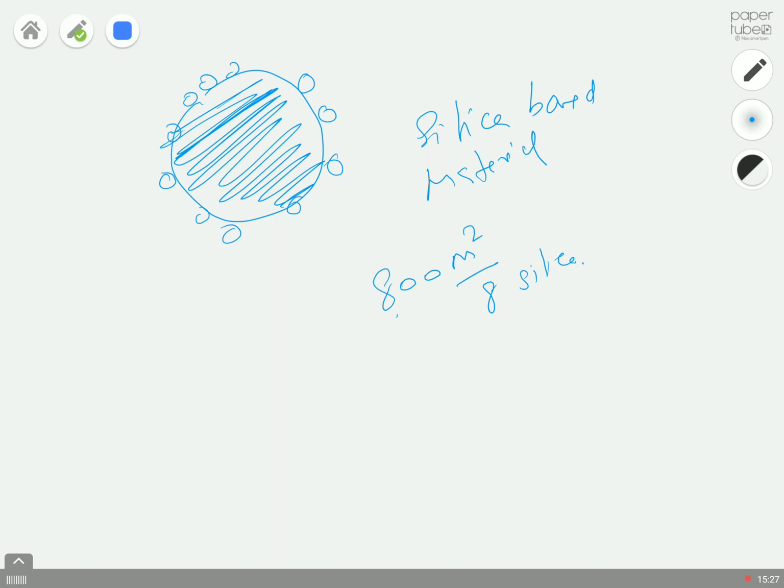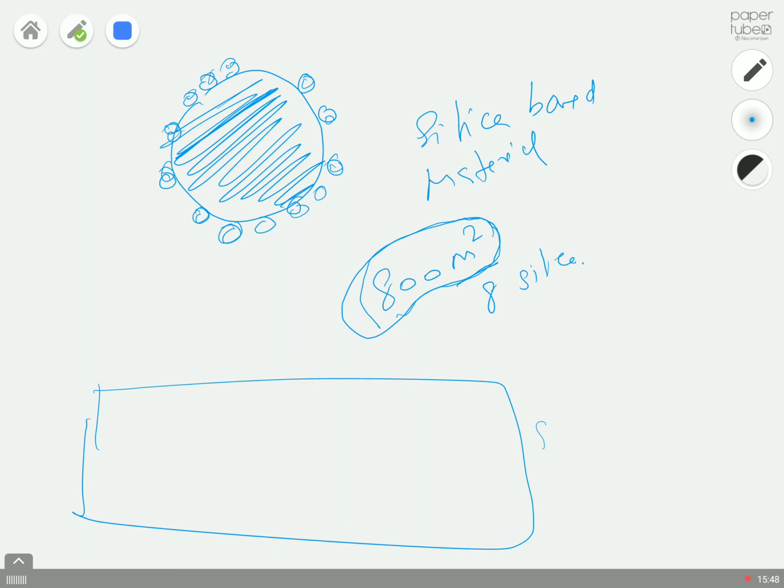Which means you can load really enormous quantities of enzyme on this 800 meters squared. So in 1 gram of silica, you can load a lot of enzyme molecules. Theoretically, yes, but practically it may be difficult. But theoretically speaking, if you have 800 meters squared of area, you can place a lot of enzyme molecules. So that's the idea.